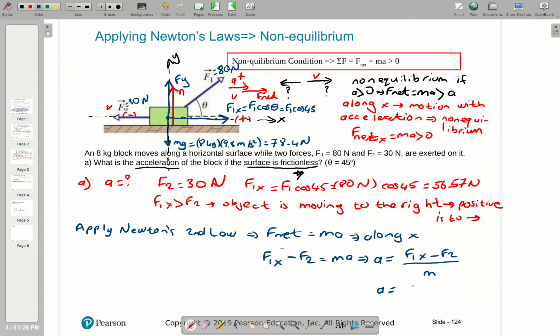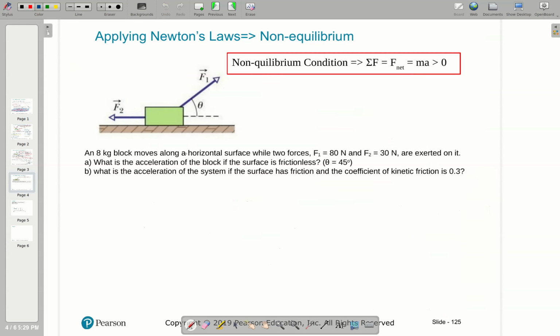When I put in all the numbers, F1x is 56.57 Newton. F2 is 30 Newton, divided by the mass, 8 kilogram. A is equal to 3.32 meters per second squared. Alright, I got this weight here. I didn't even need it. That was extra work for this part, but I don't mind because I will need it here.